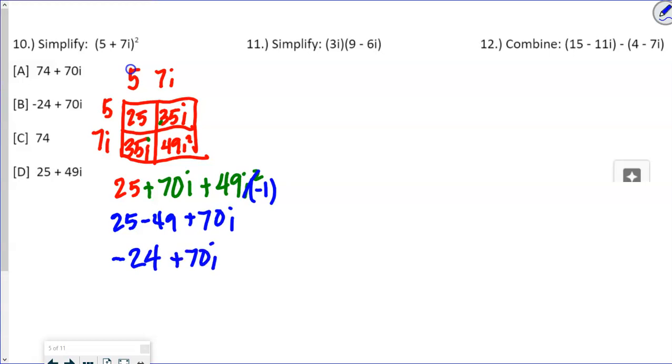Now, here's the thing with this problem. We could have definitely marked out C because we know that there's got to be an i in the answer somewhere, right?